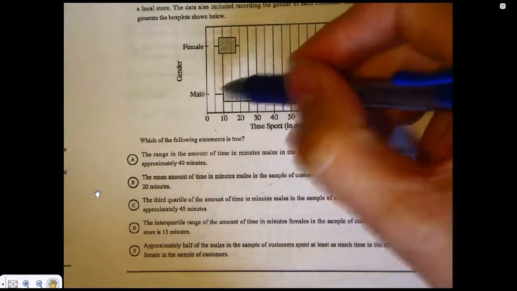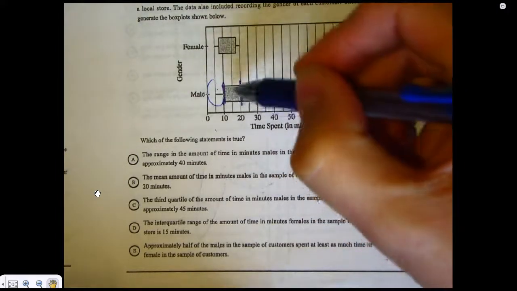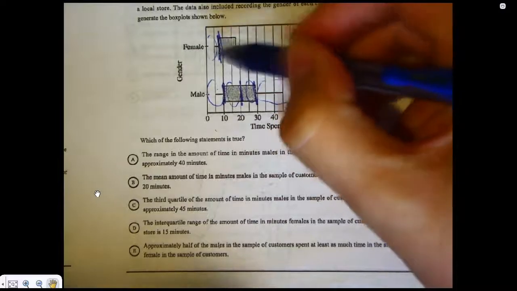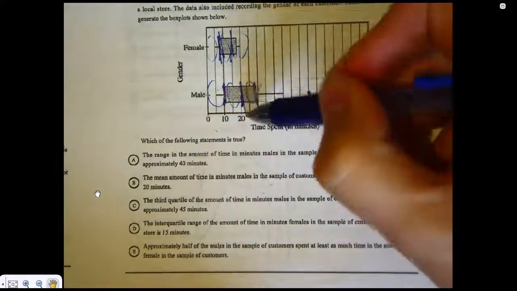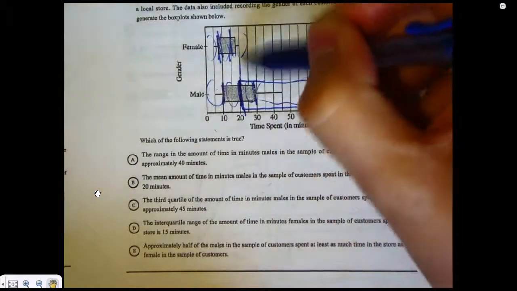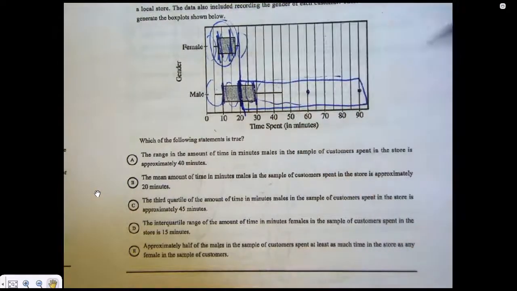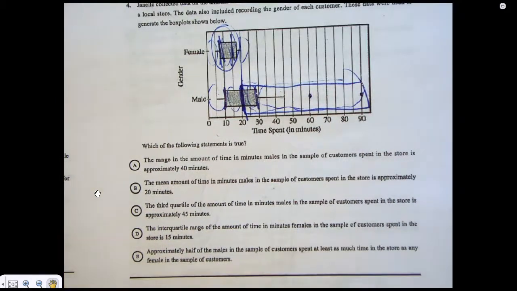So 25% here, here, here, and here. 25% here, here, here, and here. And you can see that these people, which constitutes 50%, all spent at least as much time in the store. They're all greater than or equal to all of the females. So at least half of the males in the sample spent at least as much time as any of the females, because half of that male box plot is above all of the females.